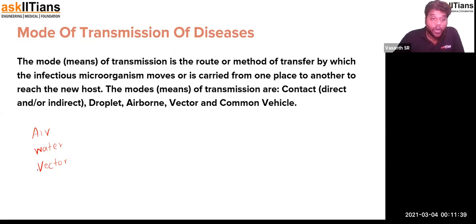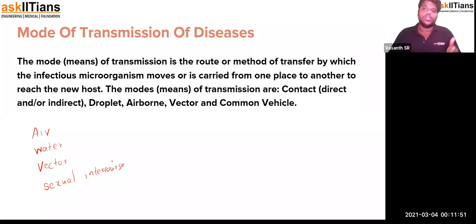Okay, and one more thing, sexual intercourse. Sexual intercourse also could cause transmission of diseases. There are several diseases which can be transmitted from one organism to another when they are in an intimate relationship with each other. So these are the modes of transmission of diseases. Okay.